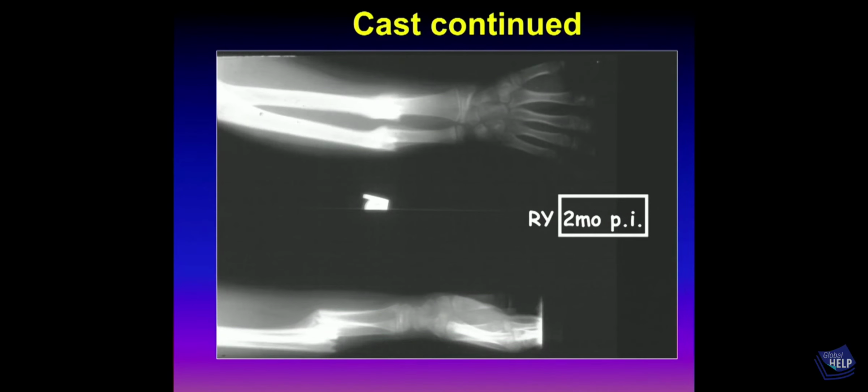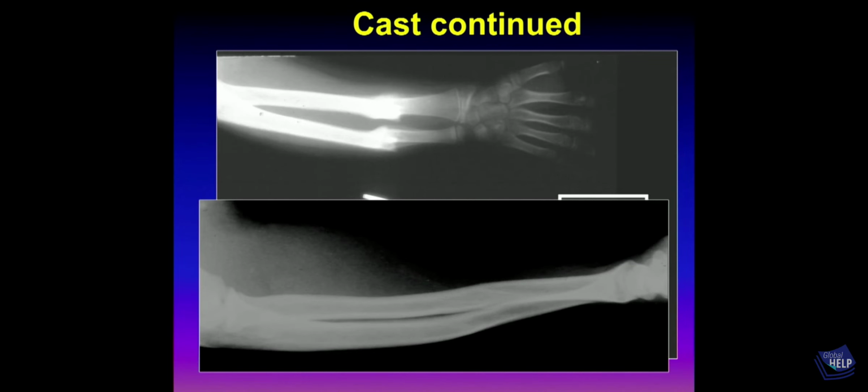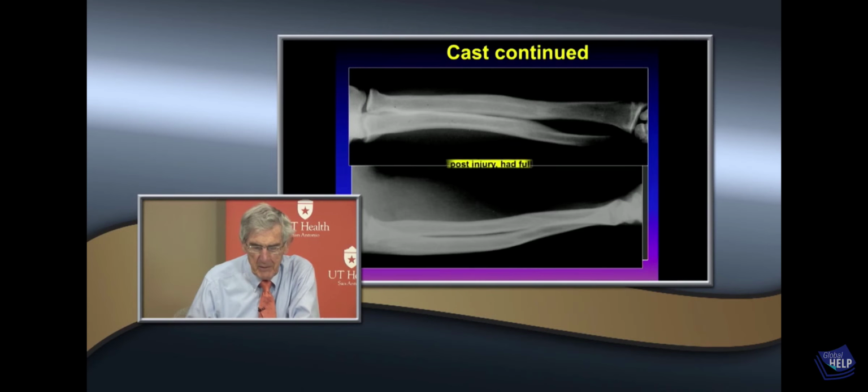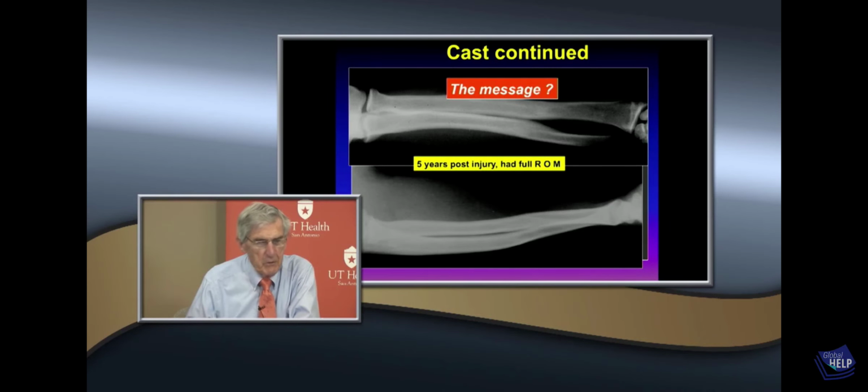Well, what do you do next? Well, we watch him, and I know the mother's eyes all opened up when he came back and said, is he going to be okay? It still looks crooked, doctor. So I finally hunted him down. He did well. I had him come back at 5 years, and he's got a little bit of angulation, but he had full supination and pronation.